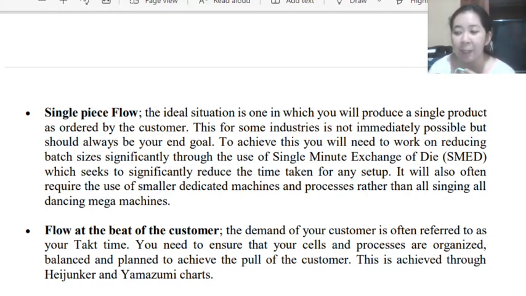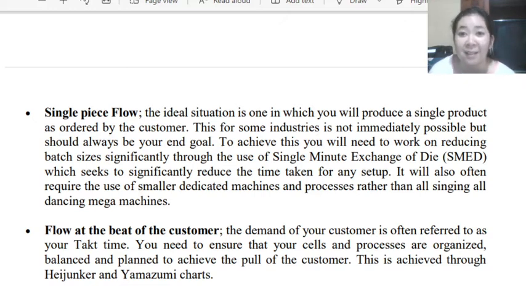So these are the tools that the entity can use in simplifying their process flow to meet the customer's demand. Okay, and also to ensure that the cells and process are organized and balanced. So again, these are Japanese charts. Okay, so those are the important considerations that are needed so that the implementation of just-in-time system in an entity will become a success.